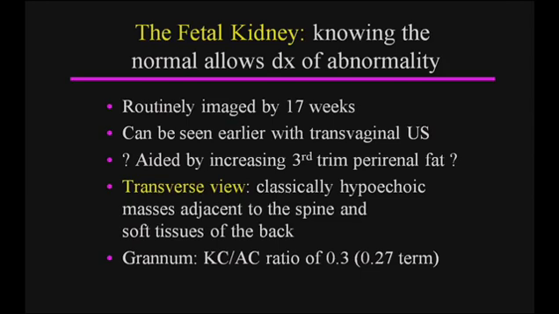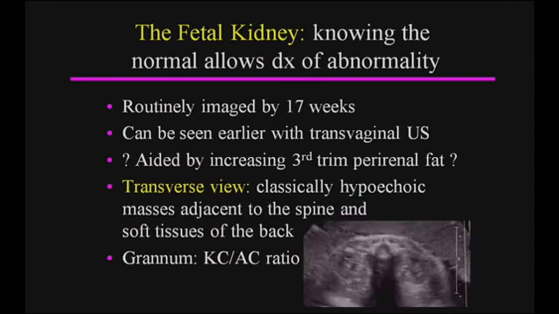A number of years ago, they said that the fetal kidney was more easily seen in the third trimester, perhaps because of increased perirenal fat. I don't believe that's necessarily true. On transverse view, there's a classic hypoechoic mass on each side of the spine and soft tissues of the back that are noted. Grannum, an early pioneer in ultrasound, said that the kidney circumference over abdominal circumference ratio maintained a 0.3 or so ratio throughout fetal life.